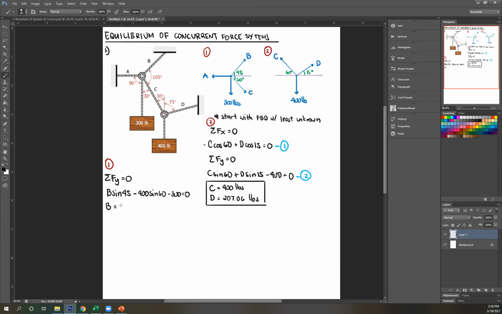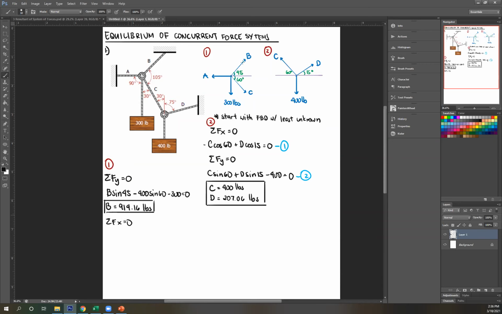Okay, B, 914.16. So that's already the answer for B. And by the way, all of my answers have been positive so far. So therefore, all my assumption for the direction of my forces is correct. Now, usually string is always tension. And tension means away from your object. And then now I can solve for the other.